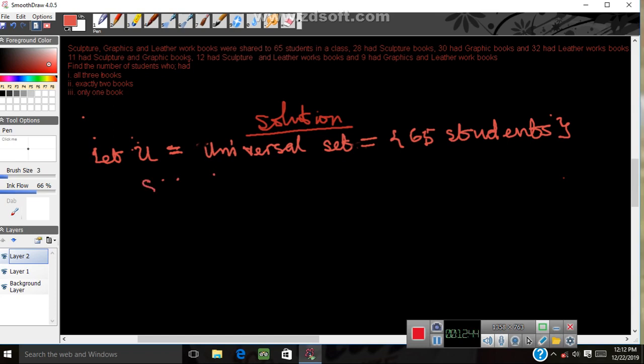So S is equal to sculpture, and I open my braces. How many are doing sculpture? They are 28. So we write 28 down here. 28 students. Good.